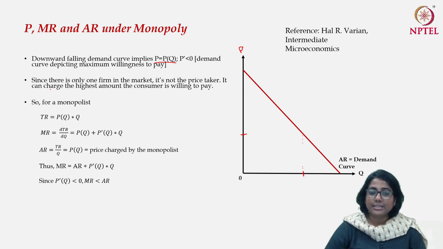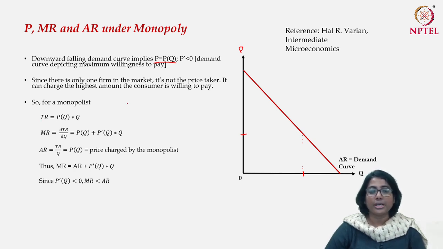Now, since there is only one firm in the market, it's not a price taker, right? It has some monopoly power, some market power, and therefore it can change the price from the competitive outcome, and it can charge the highest amount of money that the consumer is willing to pay for a particular level of output. So how does the mathematics go for the monopolist?